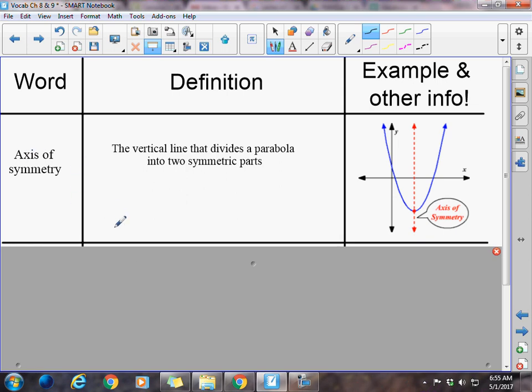Axis of symmetry, the vertical line that divides a parabola into two symmetric parts. So this is the axis of symmetry. It takes this parabola, and if you were to fold it in two, this is where you would fold it, and then it would meet up on either side. You should know this word from doing stuff in geometry, like transformations, possibly back in middle school. But this is called an axis of symmetry. It's where you could fold the shape in half, and both sides would meet up. So it's like a mirror image on either side of that line.